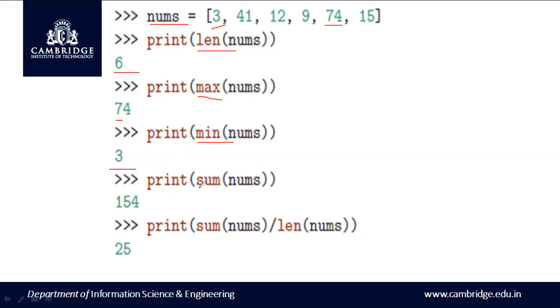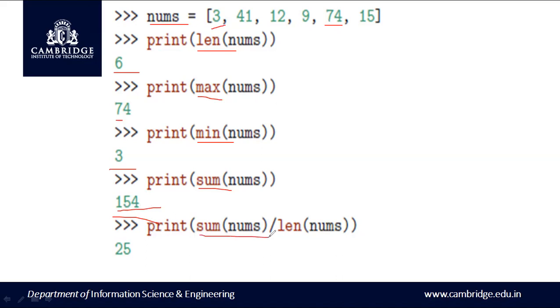And one more function you can see here is sum. What sum does is it sums up all the numbers in the list and returns the sum of all the integers. You should remember that sum can be used only for integers and not for strings. It returns 154: it counts 3 plus 41 plus 12 plus 9 plus 74 plus 15, and 154 is the answer that will be returned.